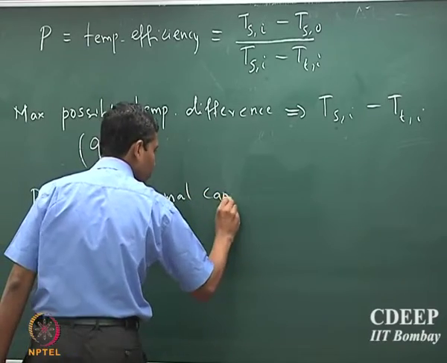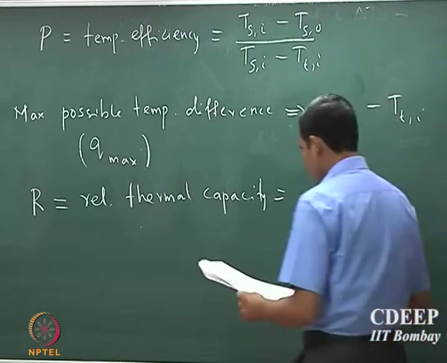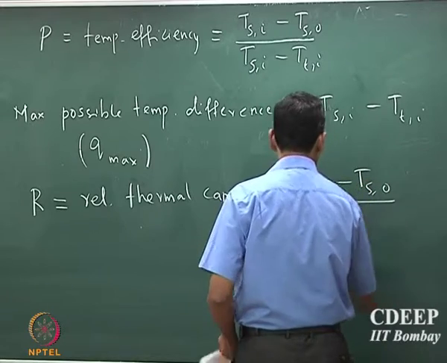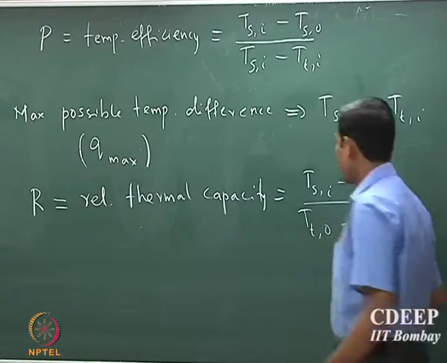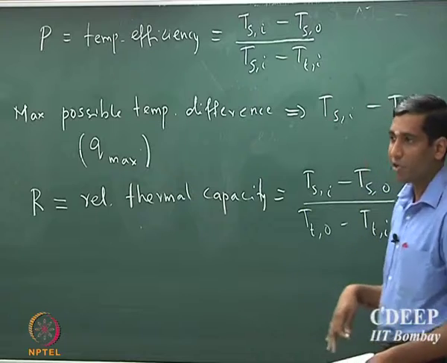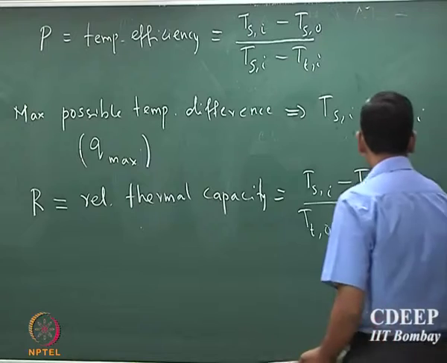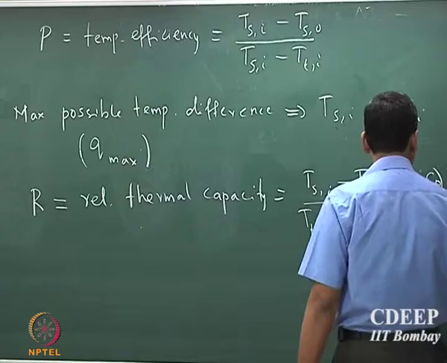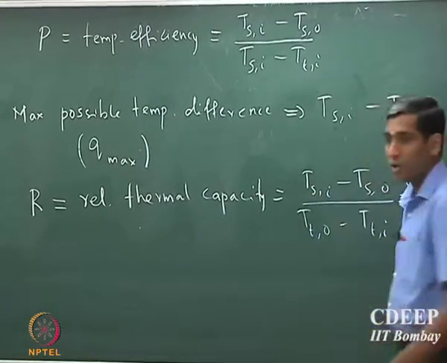So, that is easy to realize from the definition. It is basically the ratio of the capacities, defined as Tsi minus Tso divided by Tto minus Tti. Here we have assumed that the shell side fluid is the hot fluid and the tube side fluid is the cold fluid. It does not matter, because the minus signs will always cancel out. So, that should be equal to m dot Cp of the tube side fluid divided by m dot Cp of the shell side fluid, once again assuming steady state condition.